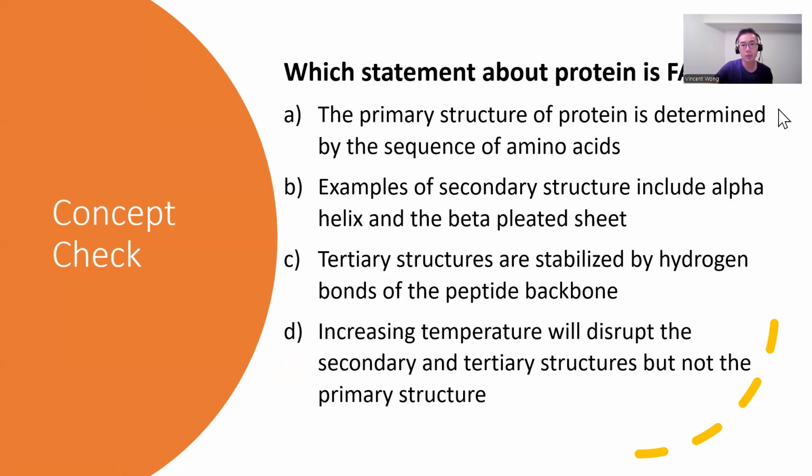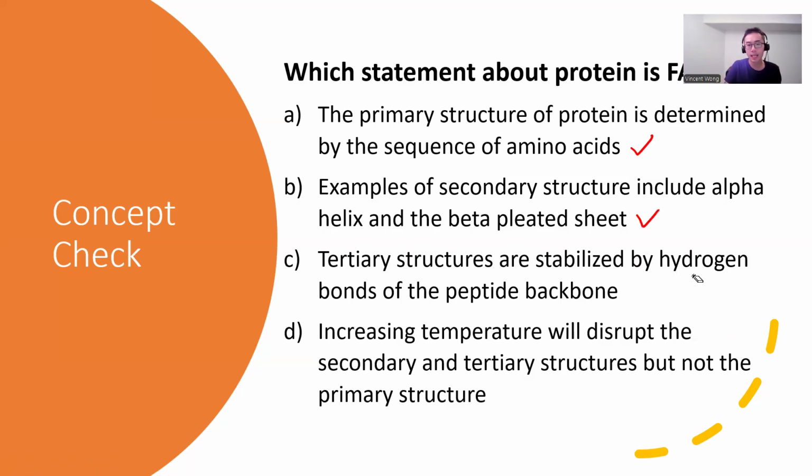Which statement about proteins is false? Okay, let's take a look. The primary structure of protein is determined by the sequence of amino acids. That's correct. If you read the amino acids from one side to the other end of the protein, that is the primary structure. It is, of course, determined by your DNA. Examples of secondary structure include alpha helix and beta pleated sheet. That is also correct.